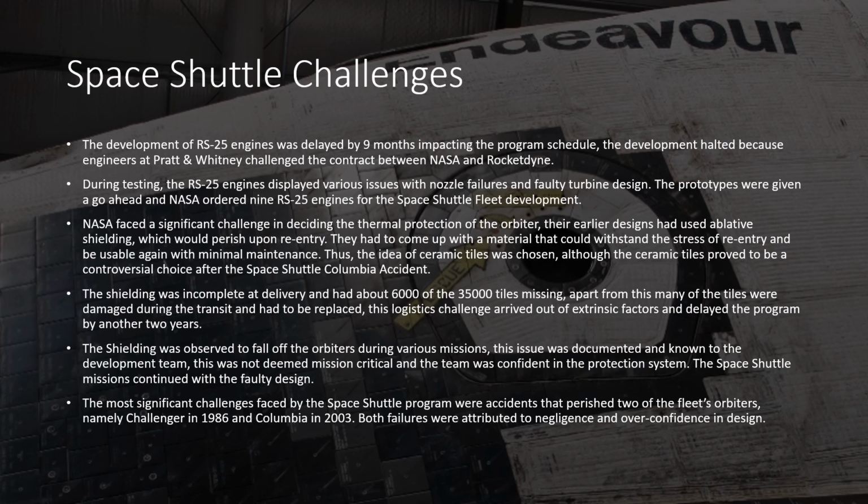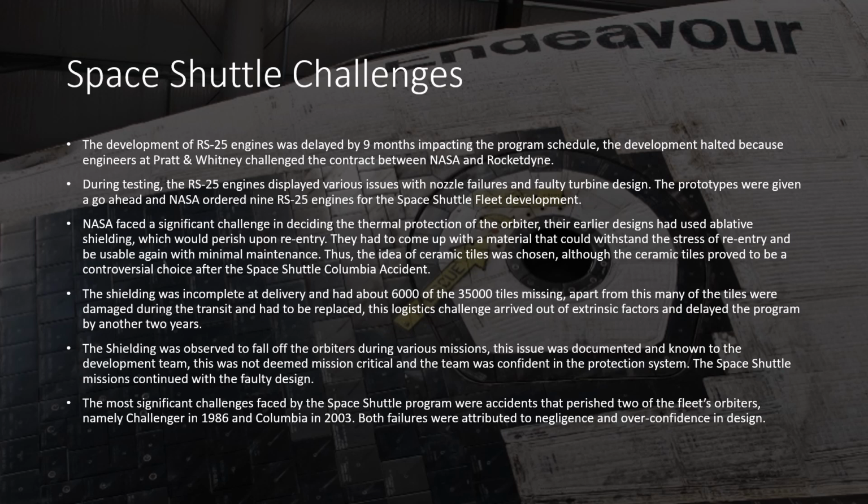During testing, it was found that the RS-25 engines displayed various issues with nozzle failures and faulty turbine design. The turbine blades would break off inside the engine, causing disaster for the engine. The prototypes were still given a go-ahead, and NASA ordered 9 RS-25 engines for the Space Shuttle fleet development.